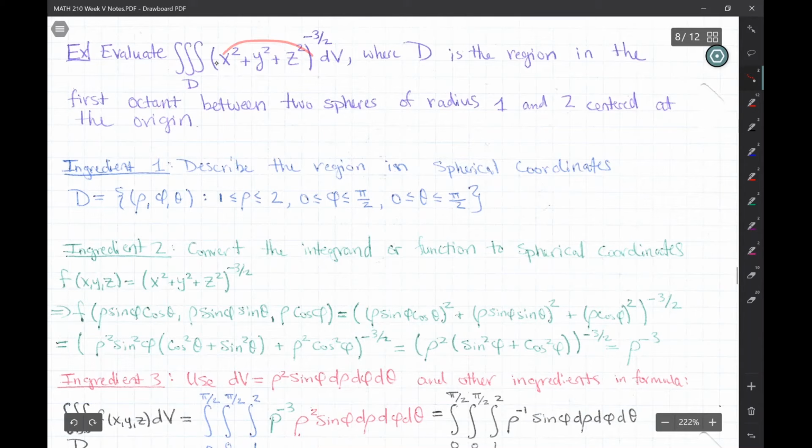And also, notice this integrand here. The integrand has x squared plus y squared plus z squared. Well, that's rho squared, okay? In spherical coordinates, this would be equal to rho squared. So both the integrand becomes simpler if we use spherical coordinates, and also the region of integration is spherical, so it would be a good idea to carry out this triple integral in spherical coordinates.